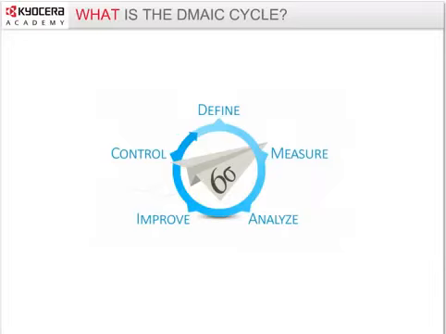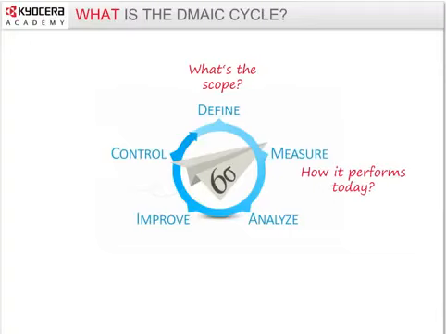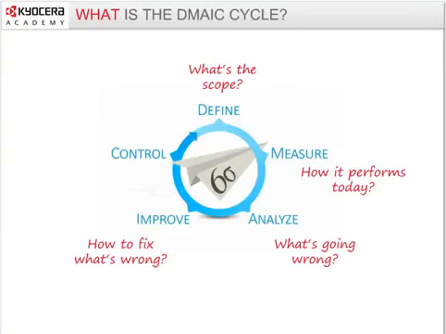In the define phase, a project charter is created to clearly define the business problem, objective, project team, and high-level project timeline. The purpose of the measure phase is to determine the baseline performance of the process. In other words, we need to measure how the process performs today. In the analyze phase, the team analyzes data and the process flow to identify root causes of waste, variation, and defects. The improve phase is about generating and evaluating solutions to eliminate or reduce the identified root causes.